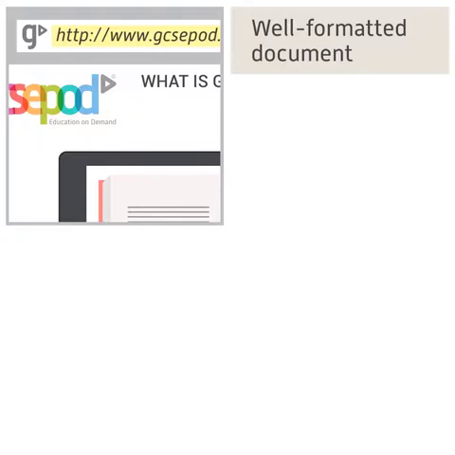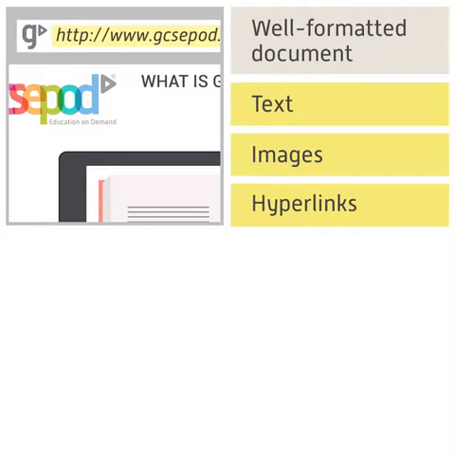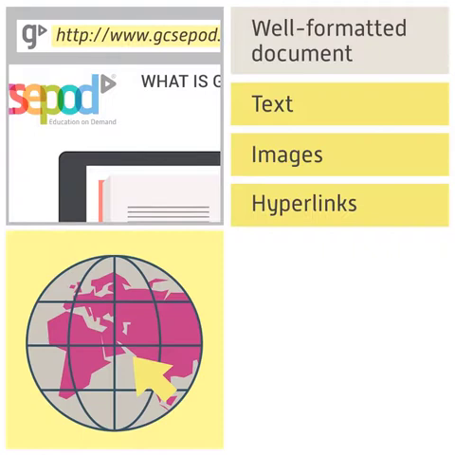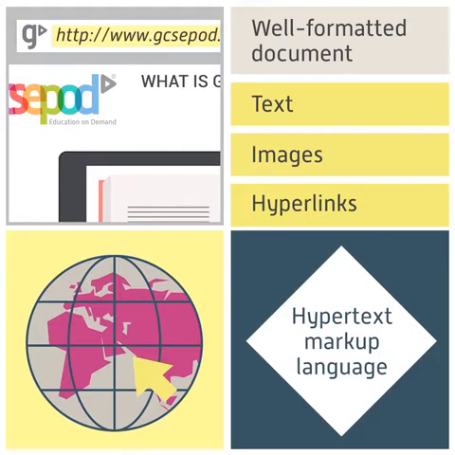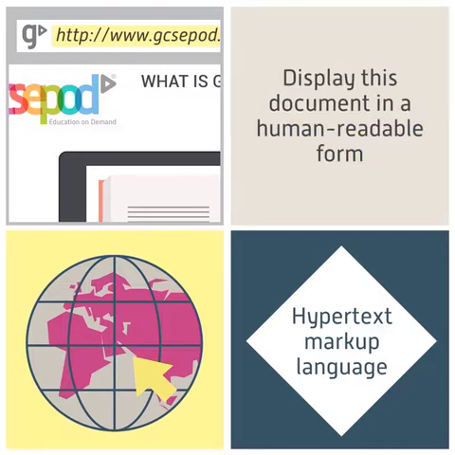When you download a web page, you probably expect to see a well-formatted document with text of varying sizes and images and hyperlinks to other pages. In fact, the document that was transmitted across the internet doesn't look much like the document that you see within your browser. The downloaded document is written in a computer language called Hypertext Markup Language, or HTML. It's the job of your browser to display this document in a human-readable form.